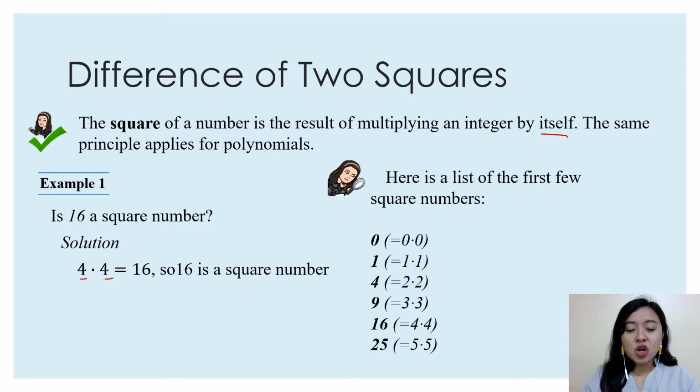So we have 0, because 0 times 0 is equal to 0. We also have 1, because 1 multiplied by itself is 1. Next, we have 4, because 2 multiplied by 2 is equal to 4. 9 is also a square number because 3 times 3 is 9. 16, as shown in our previous example, is a square number. And 25, because 5 times 5 is 25. There are other square numbers, so it is up to you to figure out what the succeeding square numbers are.